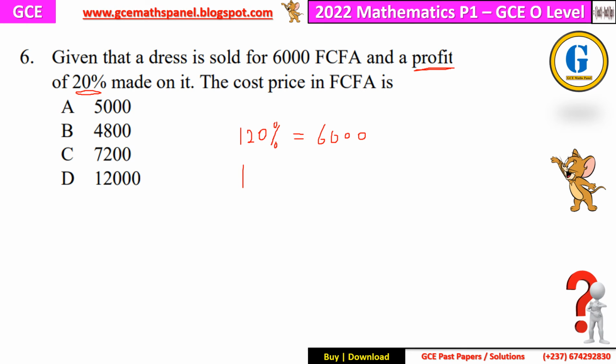Now, 100% will give us the cost price. We know that cost price is always equal to 100%. So 100% will give us the cost price. If you cross multiply, we are going to have 100 times 6,000 divided by 120, and this will give us the cost price equal to 5,000. You can equally check your answer, because if you take 20% of this 5,000, it's going to give you 1,000. 1,000 plus 5,000 is 6,000, which is the selling price we have in the equation.